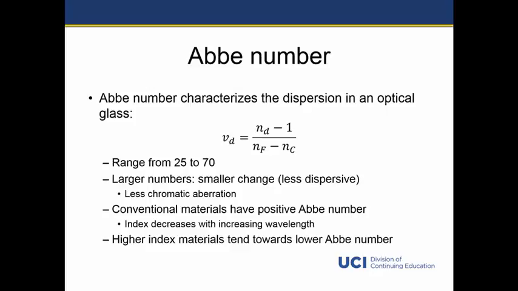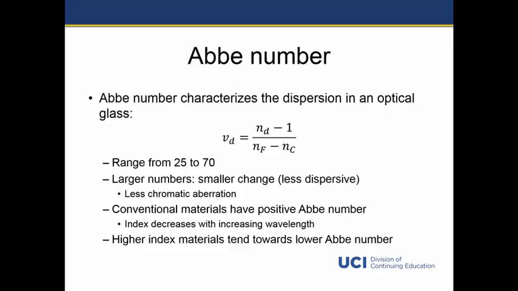Now, there is a tendency for materials that have a higher index of refraction to have a lower Abbe number, so to be more dispersive. That's not a requirement, that just happens to be a tendency noticed among a wide range or most optical materials.